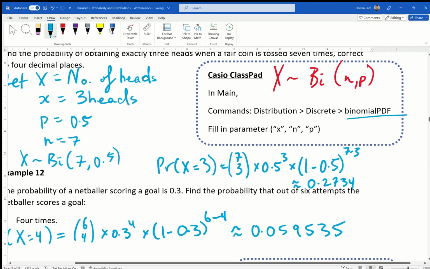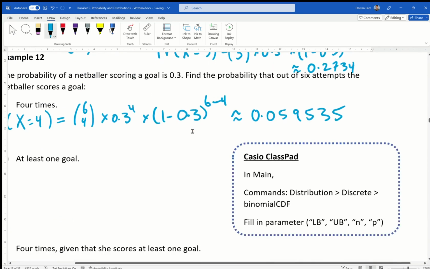In your calculator, if you go to your main screen and you press your interactive distribution, you don't need to focus on inverse, but distribution. Select discrete, because we're doing individual values, you can't have 3.2 of a goal, right? So you're going to discrete, and then finally binomial PDF, because it's binomial probability distribution function. It'll show a little screen, right? It will tell you underneath what each one of these boxes mean.